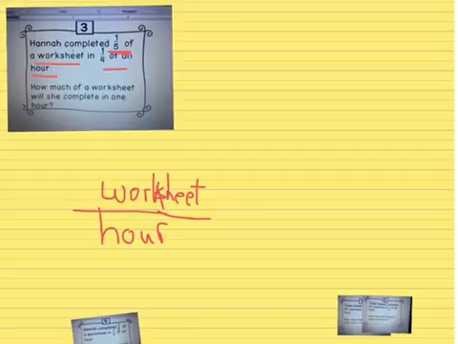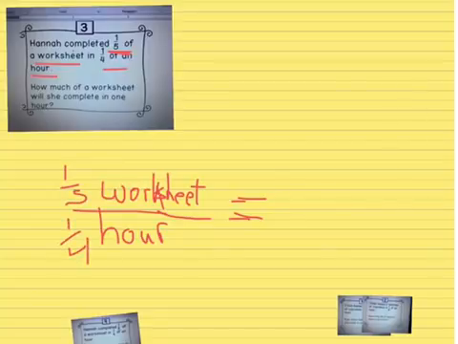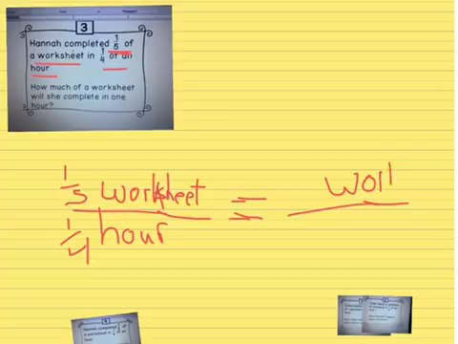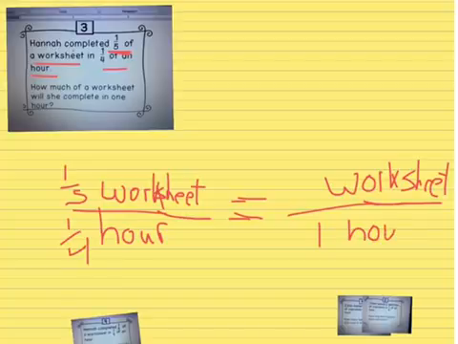But first I'm going to set up the information we have in the problem. So Hannah can complete 1/5 of a worksheet in 1/4 of an hour. So how much of a worksheet? So my other ratio will be to try to find my unit rate, which the question is asking. So how much of a worksheet can she complete in 1 hour? So this is our setup.